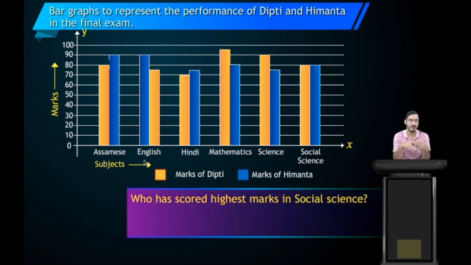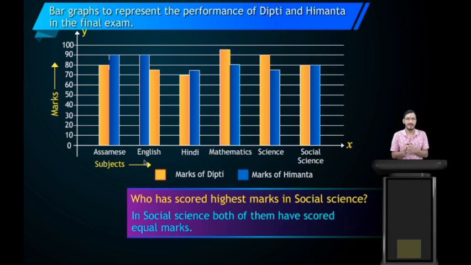Now one more question. Who has scored the highest marks in social science? Can you tell me, students? Yes, correct. You can see the bar graph here, social science. Both bars are equal in height, you can see. So that means in social science, both of them have scored equal marks, and the marks are 80 here.